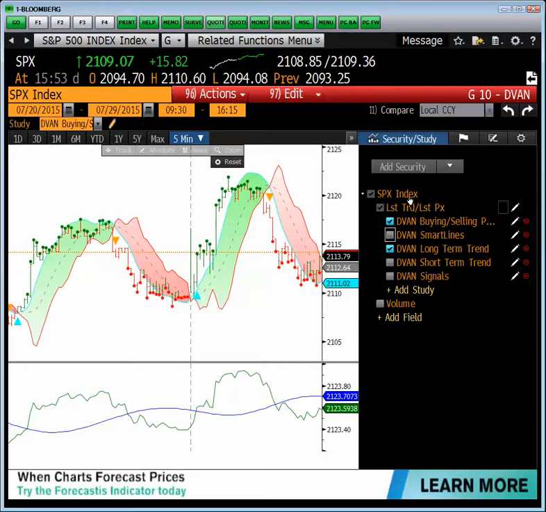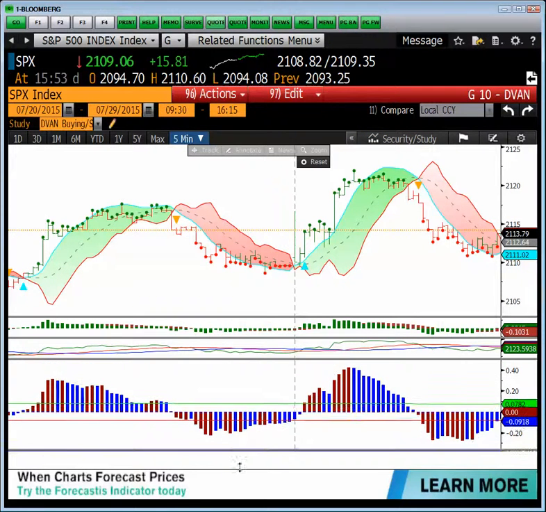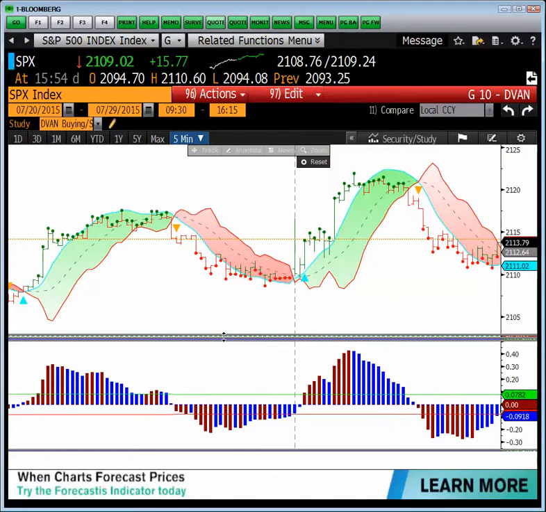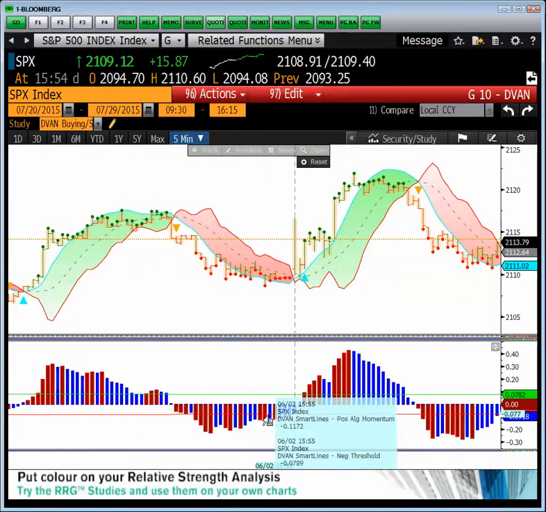If we add DVAN Smart Lines, I'm going to reduce the size of some of these panels so we can see. DVAN Smart Lines consist of 3 indicators below. I've just reduced the size of 2 of them so we can see the momentum based indicator here. You'll note a histogram, a 0 line, a green horizontal threshold line, and a red horizontal threshold line.